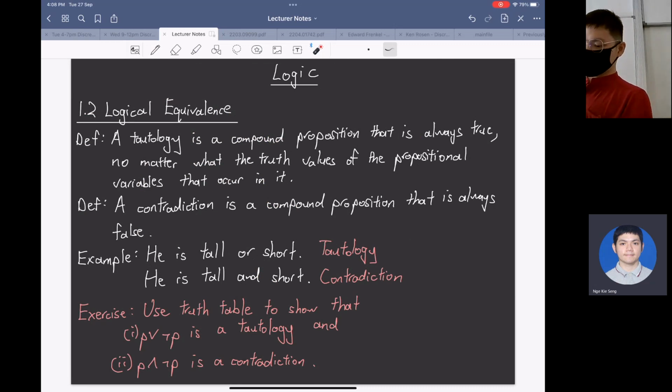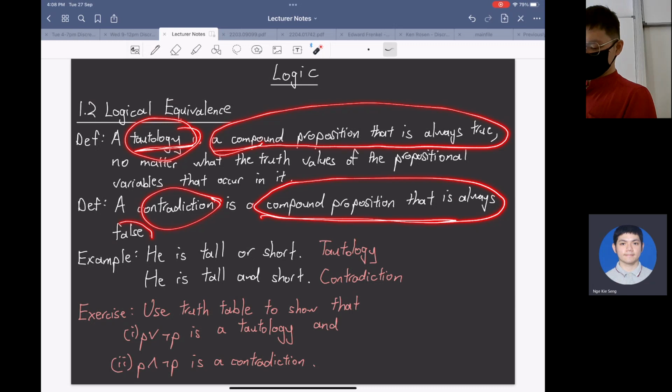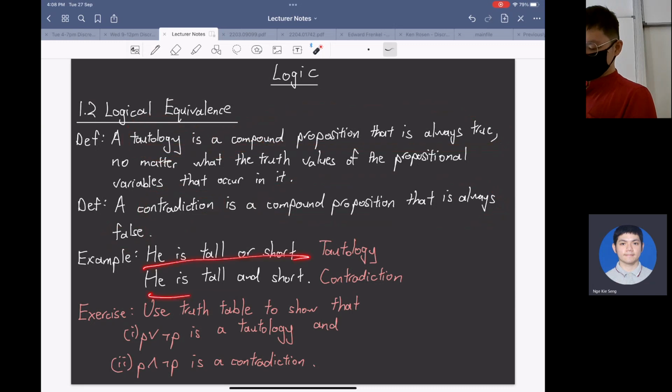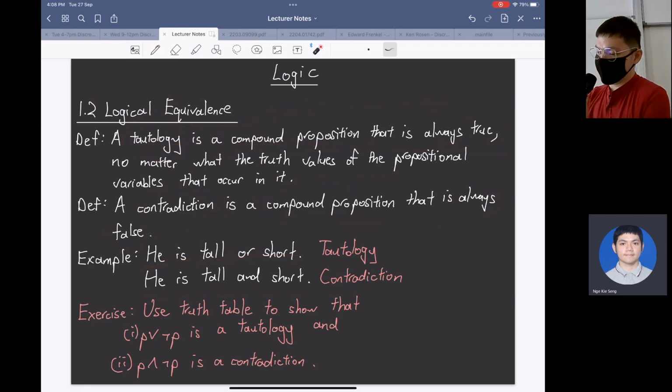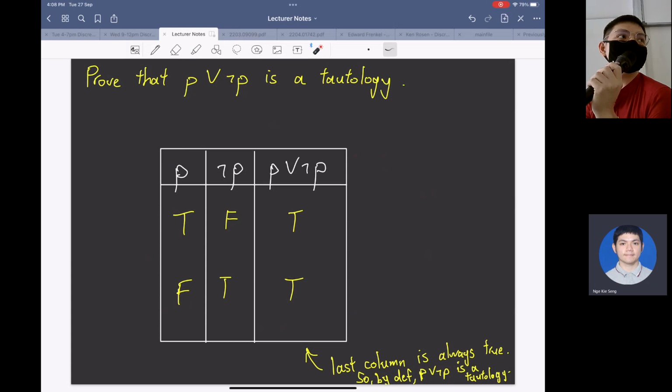So last week we talked about tautology, right? A tautology is a compound proposition that is always true. A contradiction is a compound proposition that is always false. And then I made these two examples. Did I do this last week or not? Did I do it in this class? Yes or no? Yeah, okay.